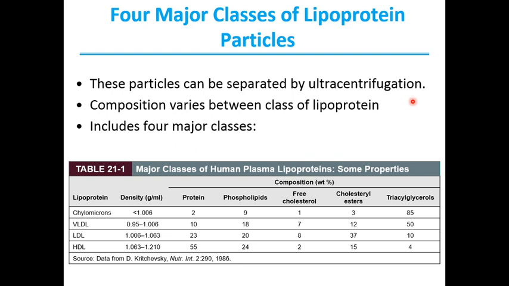chylomicrons have the least density. That is because of the least protein content in them. But chylomicrons have the highest amount of triacylglycerols. High density lipoproteins, as the name suggests, have the highest density, and that is because of the amount of protein these particles have. On the contrary, high density lipoproteins have the least triacylglycerol content. Low density lipoproteins have the highest cholesterol and cholesterol ester content in them.